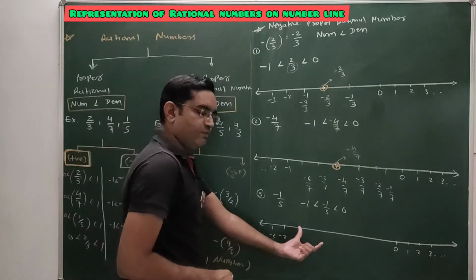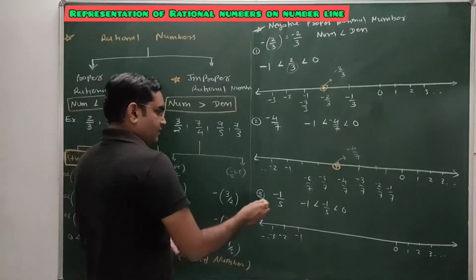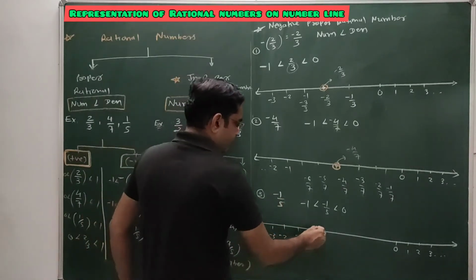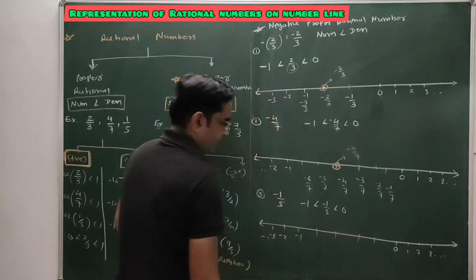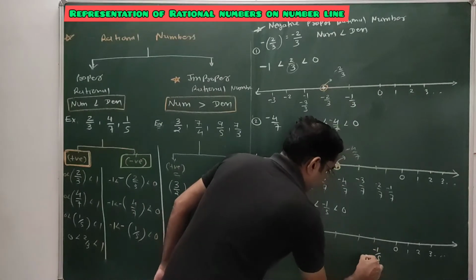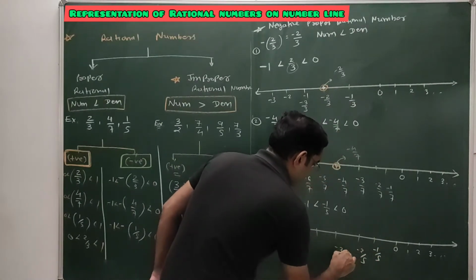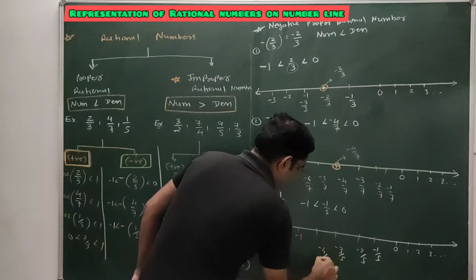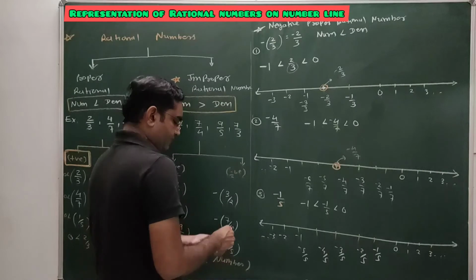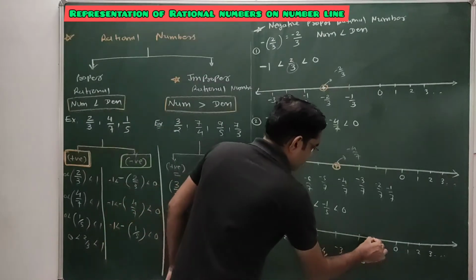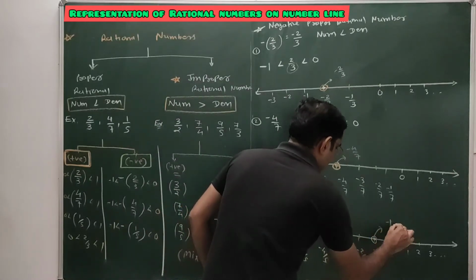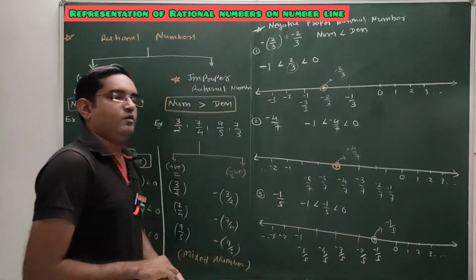Now we have to divide this gap into equal parts. How many equal parts? 5, because the denominator is 5. So total 5 divisions, 4 points are required. 1, 2, 3 and 4 points are required. So divided into 5 equal gaps. So this one is minus 1/5, minus 2/5, minus 3/5, minus 4/5, minus 5/5, which is equal to minus 1. Which number do we require? Minus 1/5. So this is our minus 1/5. Done? So this is how you can represent minus 1/5 on the number line.